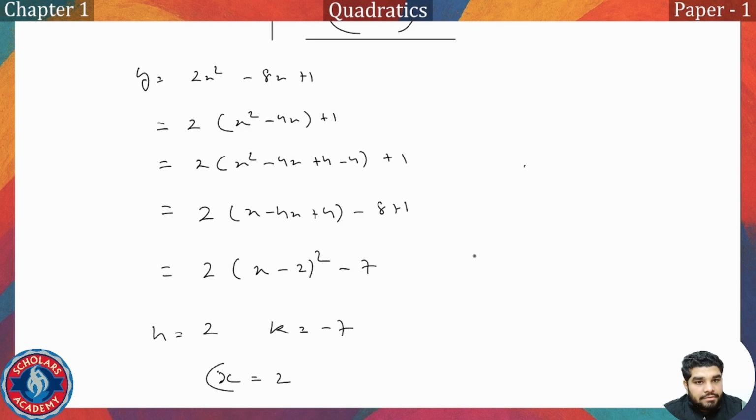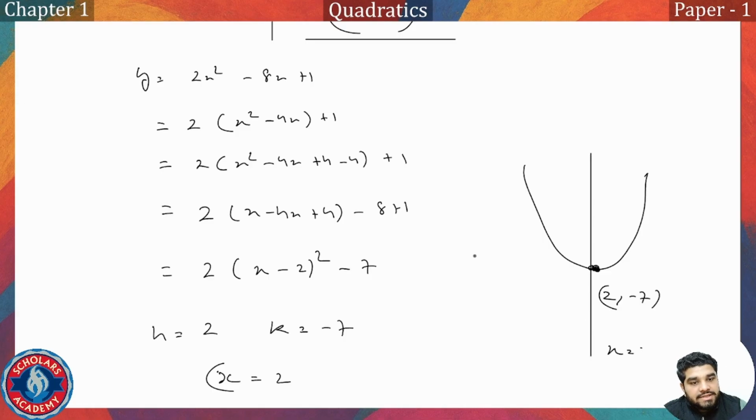So the curve is somewhat like this, and the minimum point is 2 comma negative 7, and the line of symmetry is the line passing through this point, that is x is equal to 2. I hope it is clear.